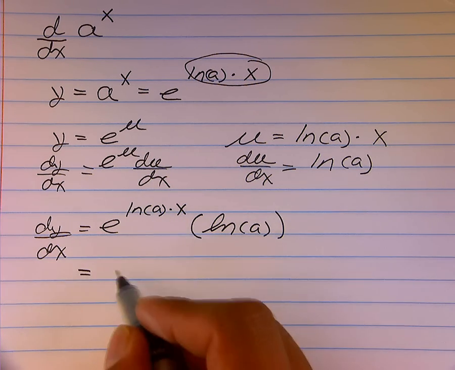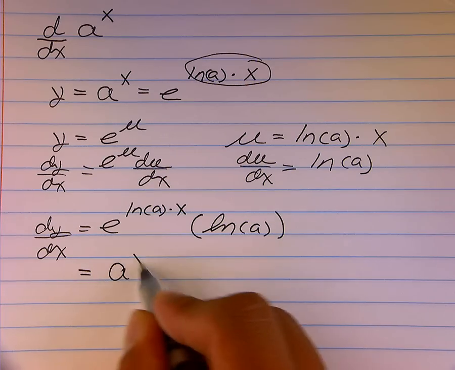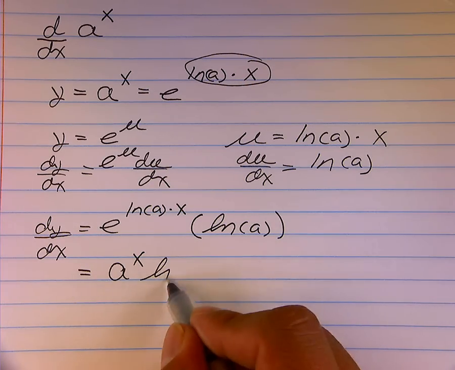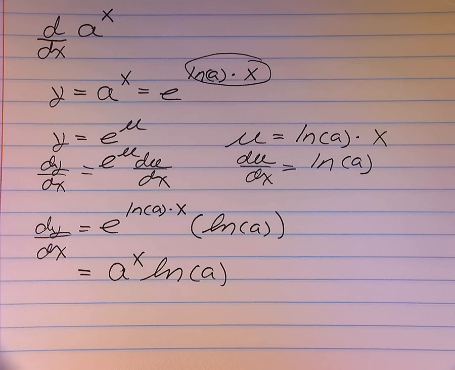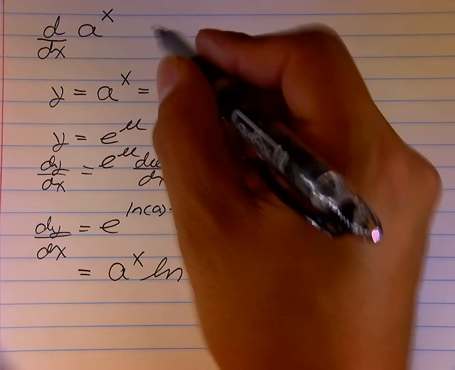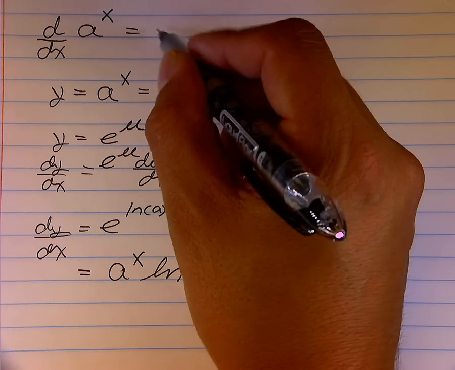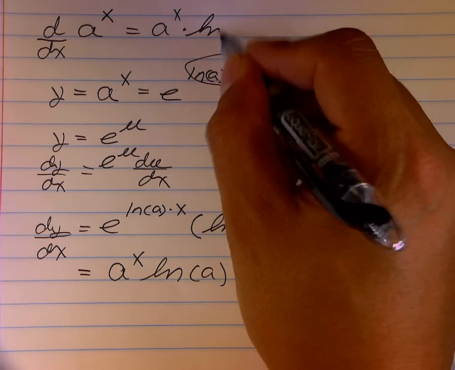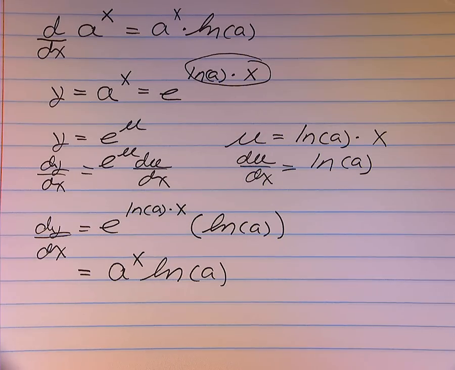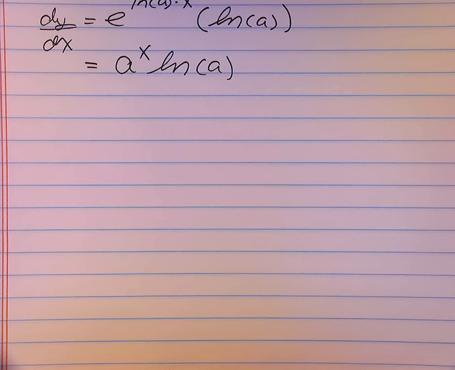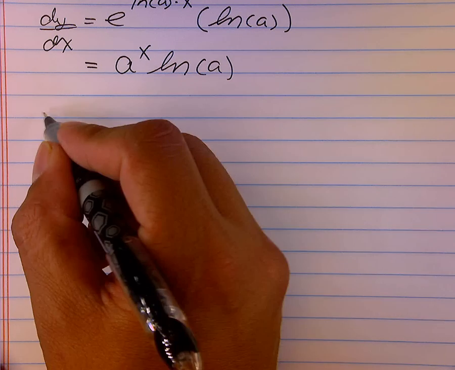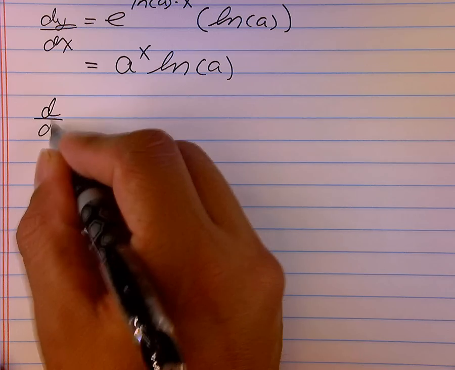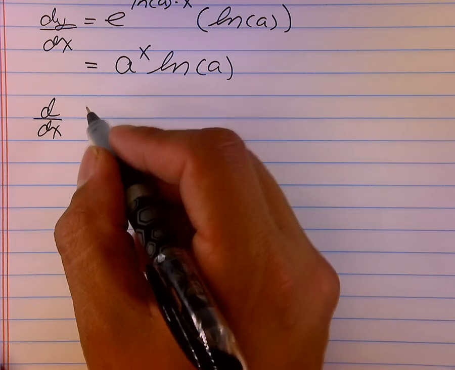However, e to the ln of a times x is a raised to the x, times the ln of a, giving me the derivative of a to the x is a to the x times the ln of a. Now that we have used u substitution to take the derivative, I can use that property to take the derivative of anything in that format.